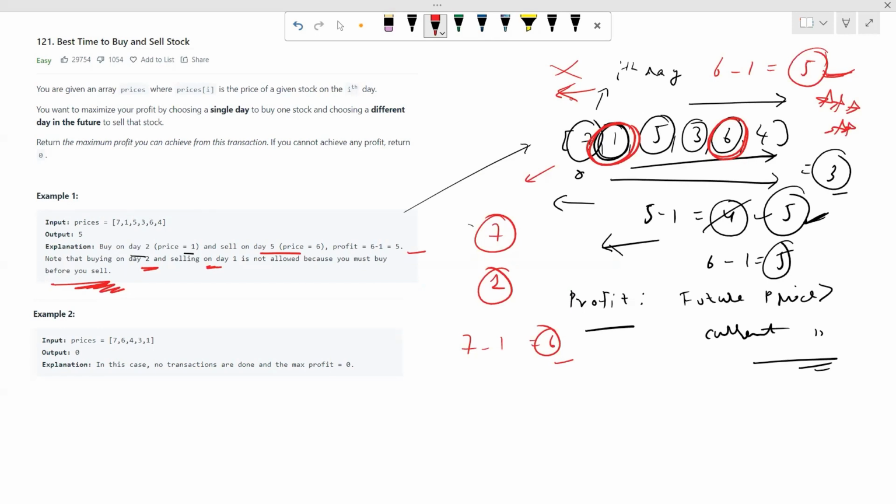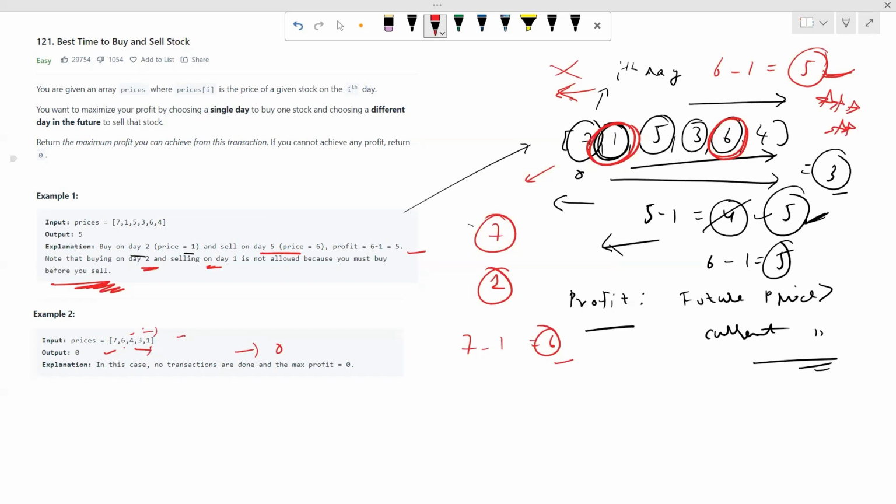Now let's look at the second example. We are given 7, 6, 4, 3, 1, right? And the output will be 0, because after 7 we do not have any element greater than 7. The same goes for 6. As you can see, we have 4, 3, 1, all the elements are still less than 6. The same goes for 4, all the elements are less than 4. The same goes for 3, and 1 is less than 3. That's why we need to return 0, right?